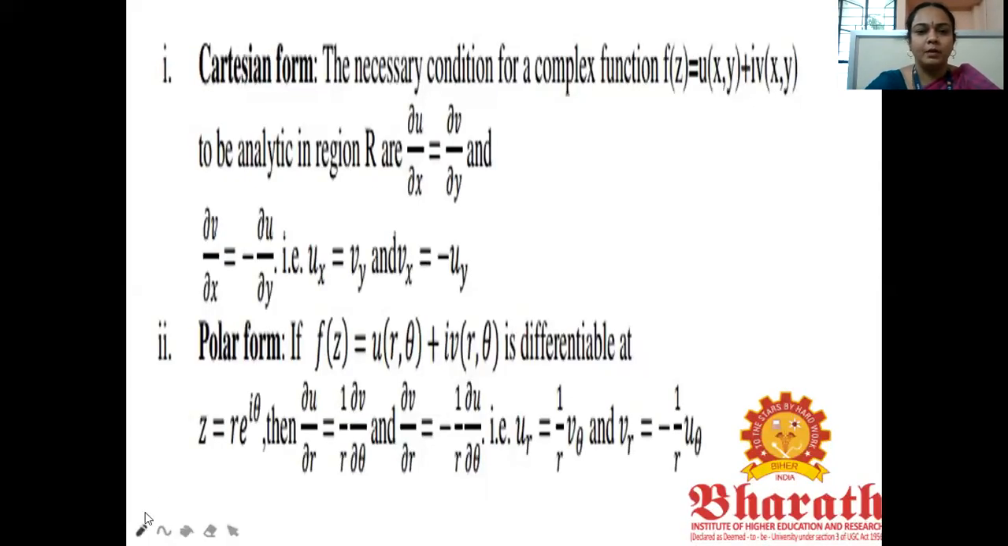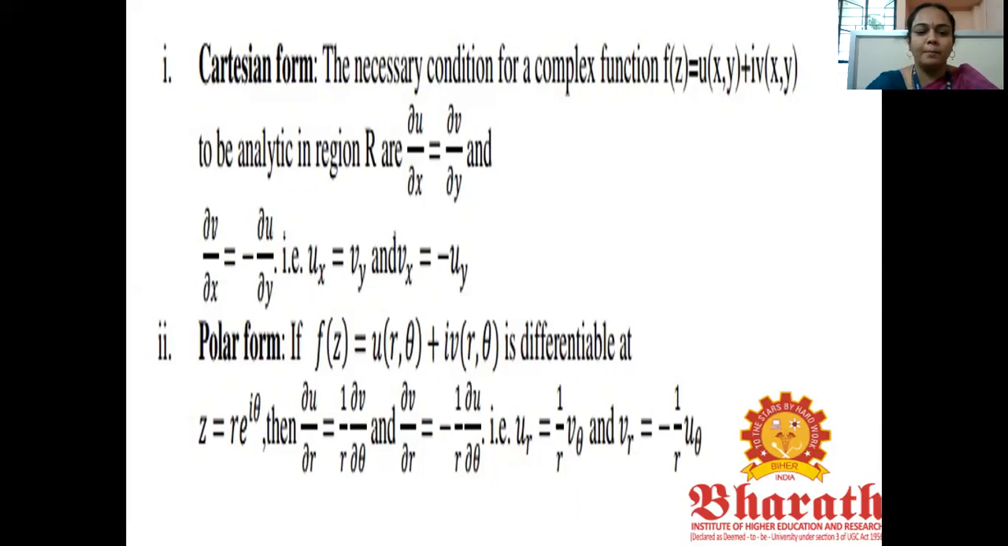Next, Cartesian form. We can represent the complex function f of z equal to u of x comma y plus i into v of x comma y. The function is analytic when dou u by dou x equal to dou v by dou y, that means ux equal to vy, and dou v by dou x equal to minus dou u by dou y, that is vx equal to minus uy. This is the Cartesian form and the necessary condition also.